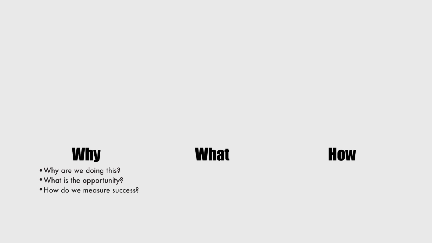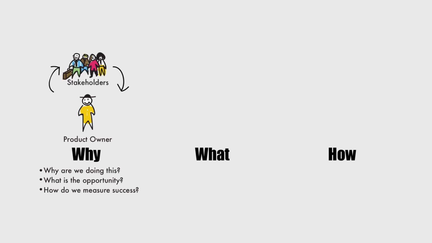When we work as a team, there are 3 different parts that we need to think about. It's why, what, and how. Why are we doing this? What's the opportunity? How do we measure success? This is the responsibility of the product owner, and the product owner validates with key stakeholders.